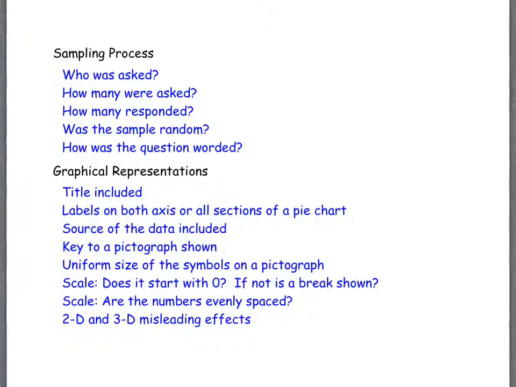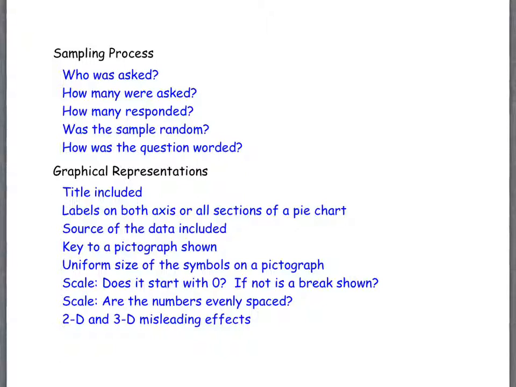I harped on this a lot when you guys were doing your dot plots with the little X's. Do you remember that? And I said, really, you've got to be careful. Those X's better not look huge on one spot and small on the other, or you're giving the illusion of something that's not really there. So you've got that scaling issue.